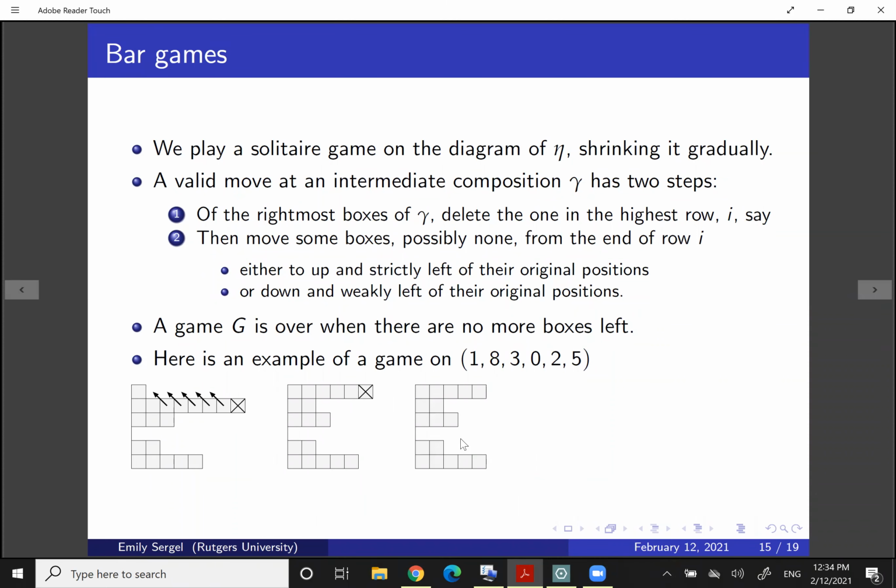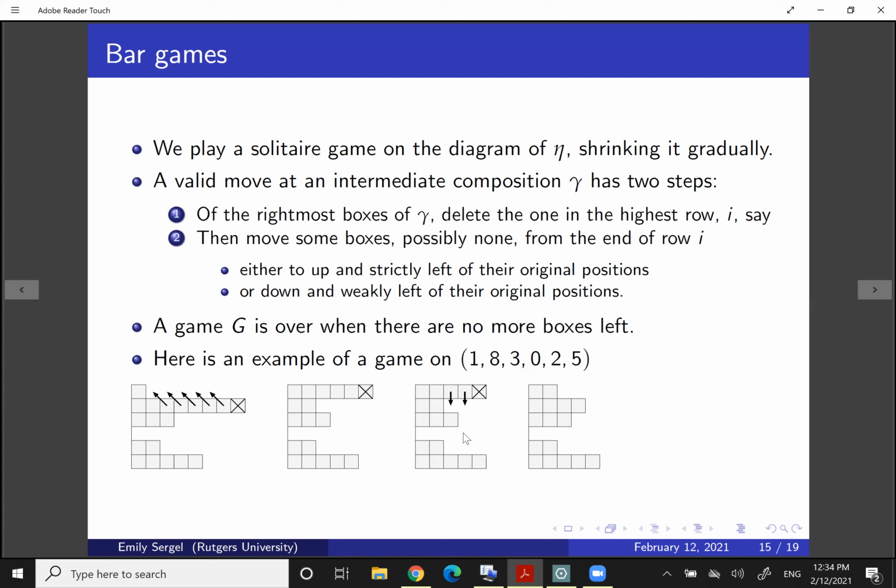Now I have a tie. I have 2 equally sticking out boxes. I pick the higher one. I have to pick the higher one. And then I move 2 other boxes. It's my prerogative to do that. I move them into row 2. So it's okay to move vertically when I go down, but not when I go up.